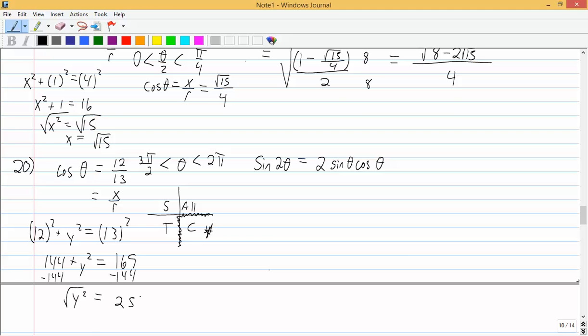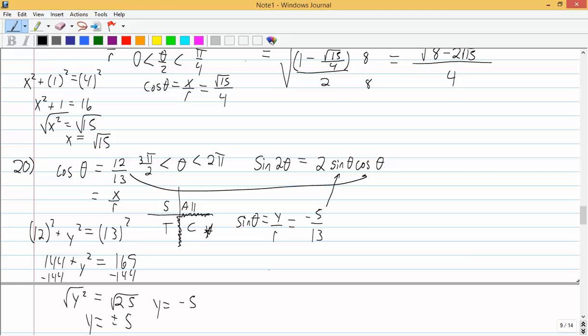So take the square root of both sides, so y equals plus or minus 5. Now since I'm in the fourth quadrant, I need the negative. All right, so y here is going to be negative 5. So what is sine of theta going to be for my formula? It's y over r. So that's negative 5 over, what was r? 13. All right, so now that's what I plug in right there for sine.